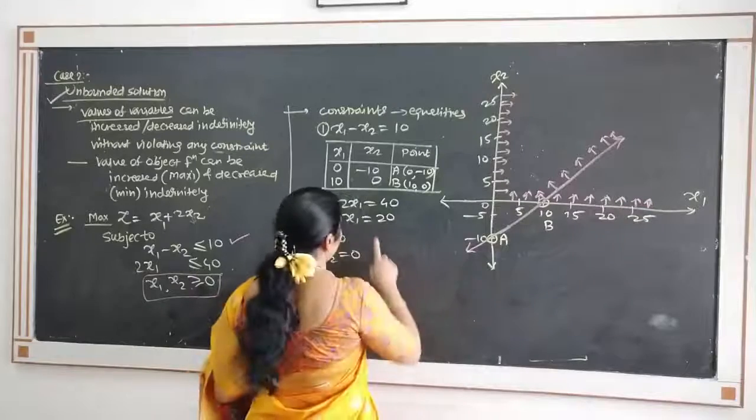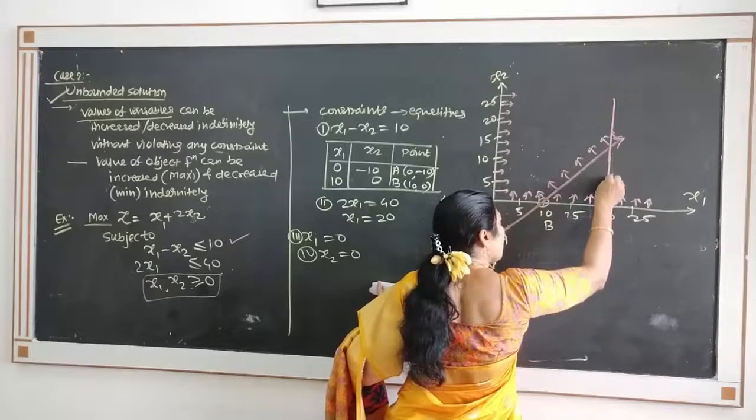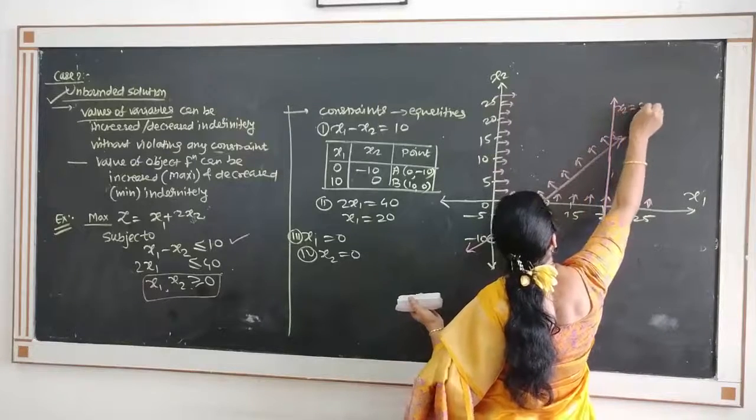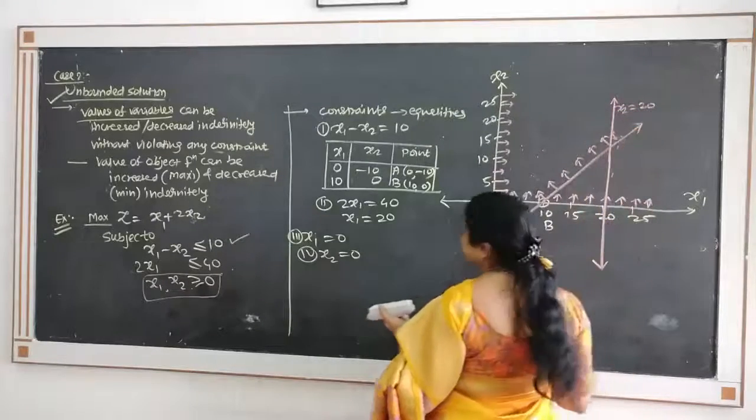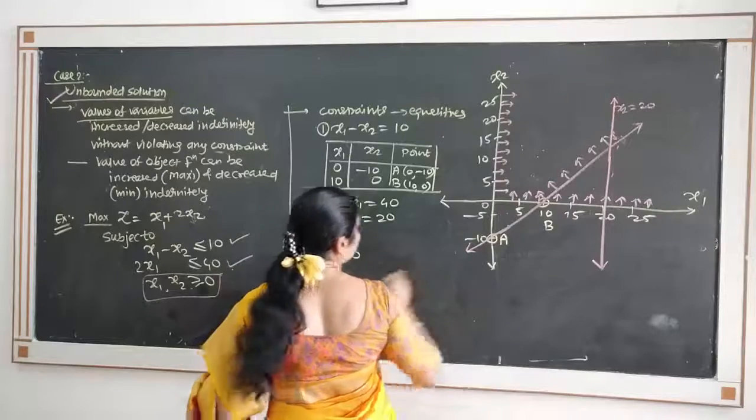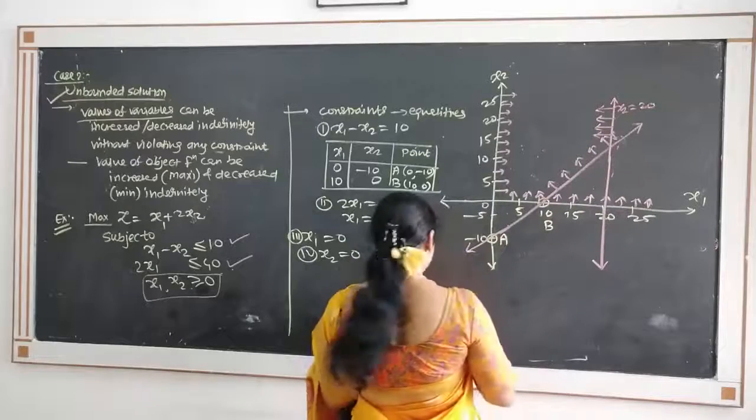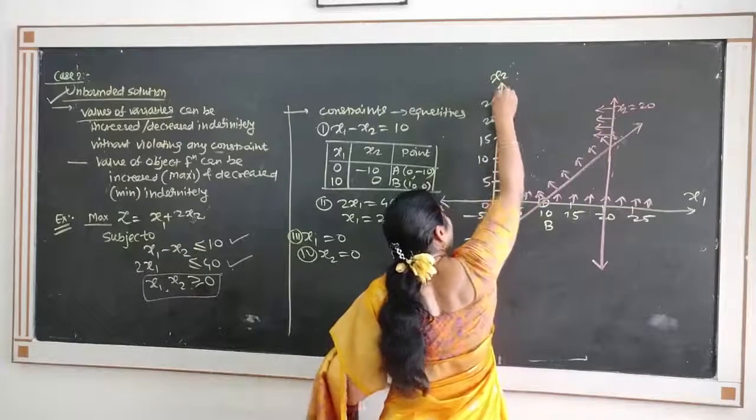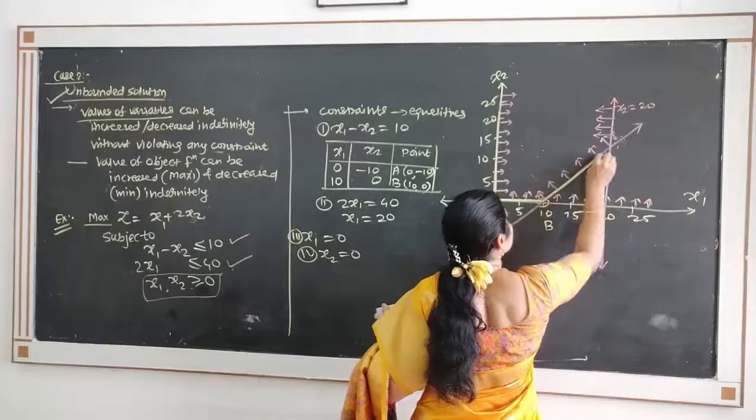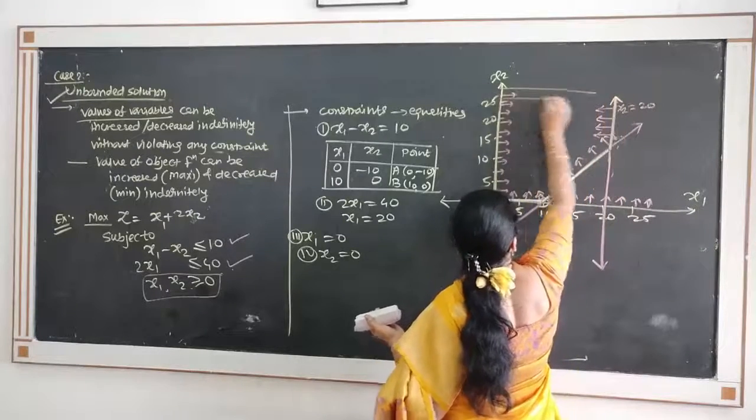Now see the second, x1 equal to 20. So the line is parallel to the x2 axis and passing through 20. So this is the line x1 equal to 20. Which region is required? If you put (0, 0), 0 is less than 20, so it satisfies the inequality. So we want the origin side. Which is the feasible region? I will show it by dark lines. So see this region. This is the feasible region bounded by all constraints.